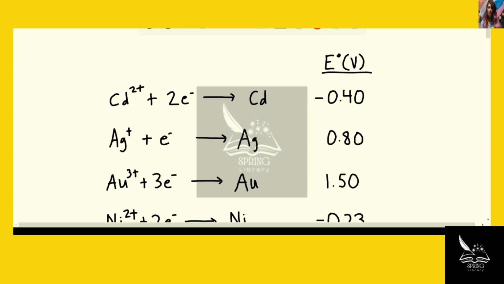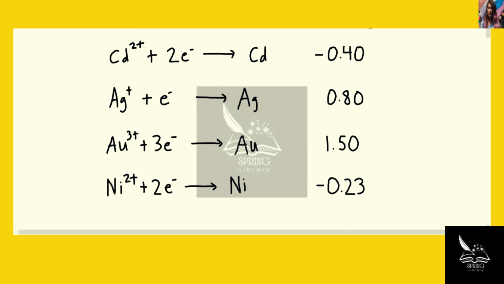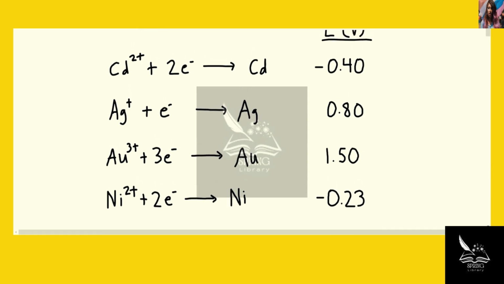In this problem, we are told that at a temperature of 25 degrees Celsius, we have a solution that contains 1 molar of concentration of Cd2+, 1 molar of Ag+, 1 molar of Au3+, and 1 molar of Ni2+ ions. We want to determine the relative order in which the solid forms of each one of these aqueous metals will plate out.